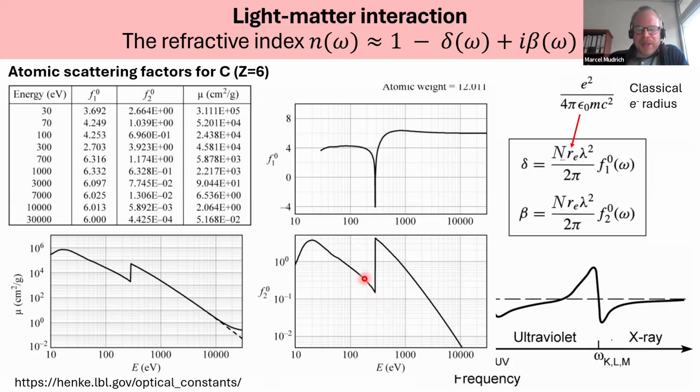K edge means that we just pass across the K-shell ionization threshold, right? K-shell ionization threshold means we ionize electrons out of the K-shell, out of the 1s orbital in carbon, and that happens at 300 eV.